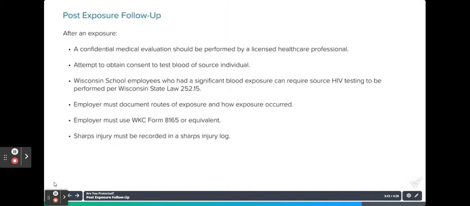This confidential medical evaluation should be performed by a licensed healthcare professional following CDC and OSHA guidelines. As part of the evaluation, an attempt shall be made to obtain consent to test the blood of the source individual. As a school employee, if the source individual refuses to be tested, you have legal rights to force that individual to be tested for HIV.